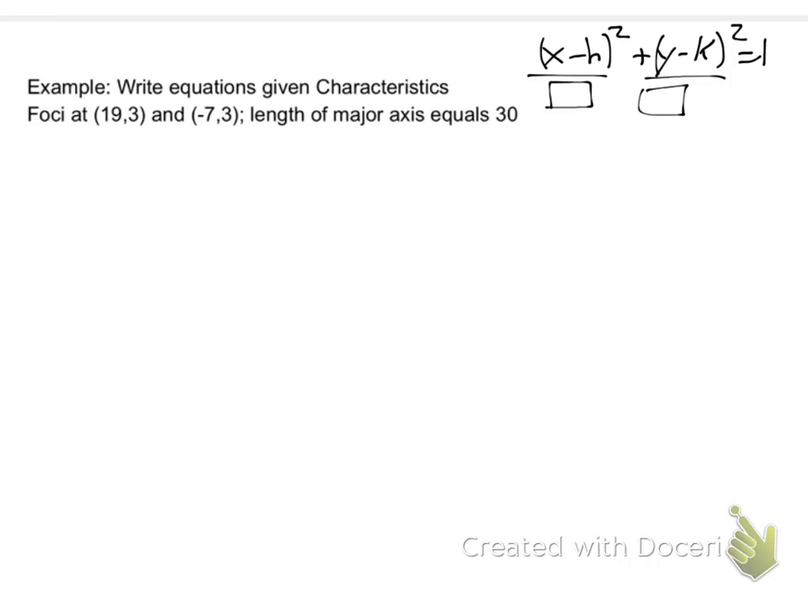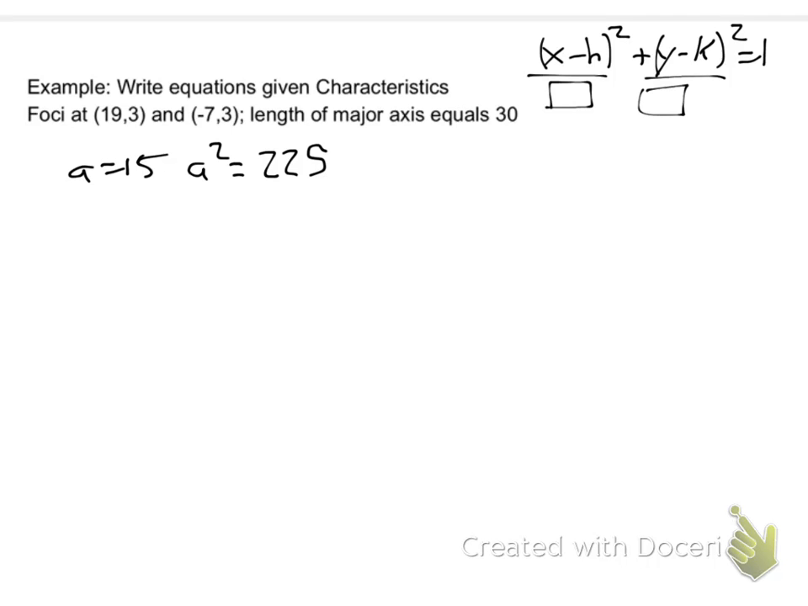No. Well, think about this. This means whether the major axis goes side to side or up and down, its total length is 30. Is A the whole distance all the way across? No, A is actually from the middle to the end. So it's not 30 for A, it's 15. So A is equal to 15. A squared is equal to 30? No. Squared. 225. So we know A squared.